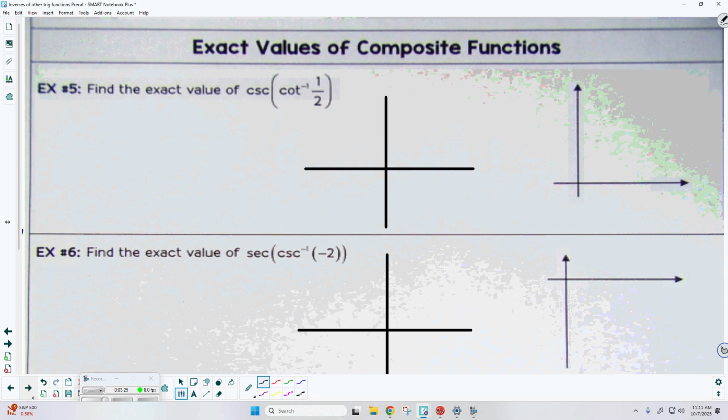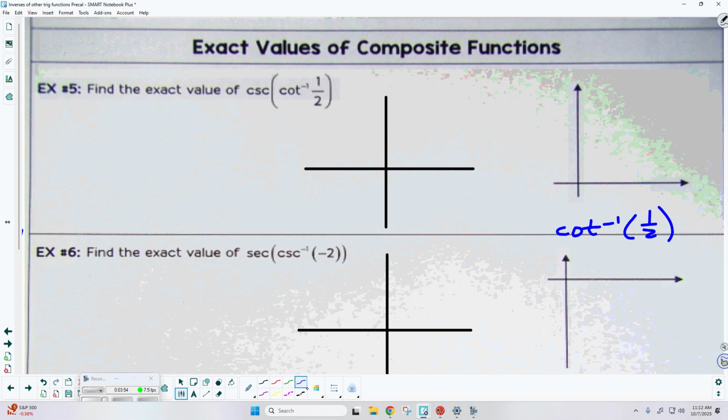Okay, so example 5, it says find the exact value of cosecant of cotangent inverse of 1/2. So with the composition, remember you're working 2 functions back to back. The answer for the first function will plug directly into the second function. So for this one, we're going to ignore this cosecant. I want to evaluate cotangent inverse of 1/2. So cotangent inverse of 1/2.